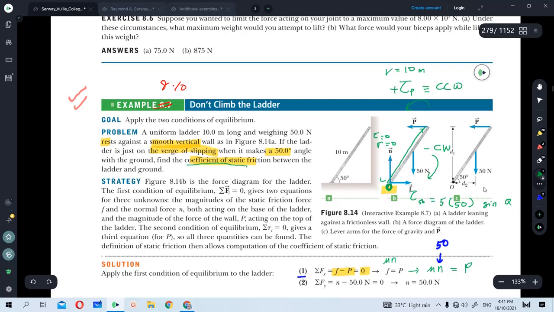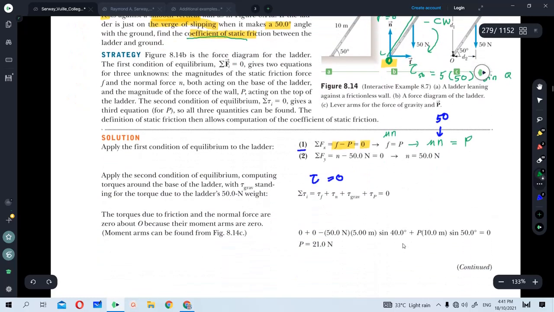Alright, let's partially look at the substitution. So note that torque by the friction and also torque by the normal force is equivalent to 0, 0. So these are the given values. And look at this, this is the R for the weight of the ladder itself. However, our concern is how do we get the angle 50 and 40 here.